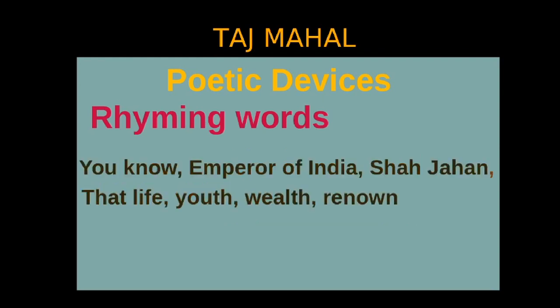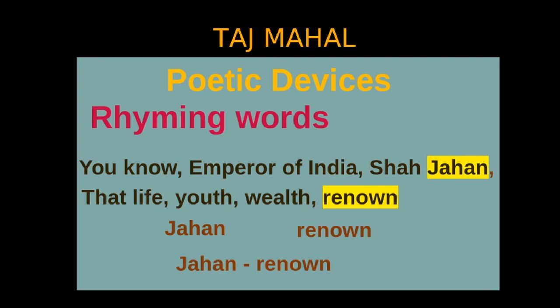Okay, let's look at the first two lines of the poem. You knew, Emperor of India, Shah Jahan, that life, youth, wealth, renown. There, you find that the words Jahan and renown both end with an N sound. So the rhyming words here are Jahan and renown.